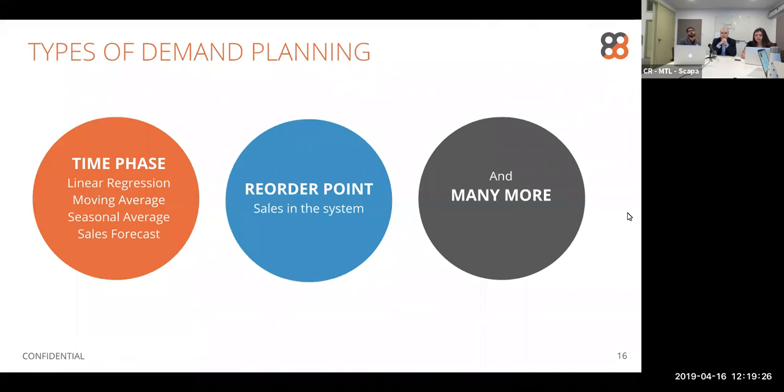And many more. The reason is there's not one way of doing demand planning. Even for the same SKU, maybe you want to look at different types of demand planning to better predict for that item. And a lot of clients have their own specific way to do demand planning that's been working for them for the past five or six years. So that's why we do a lot of customization for demand planning as well.